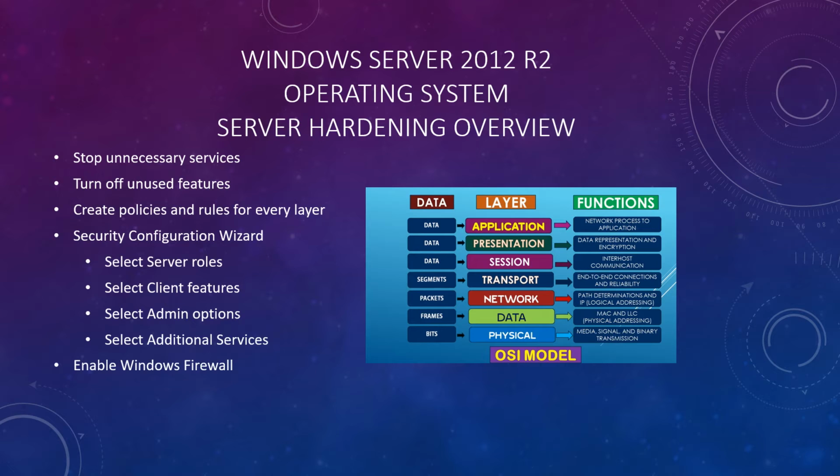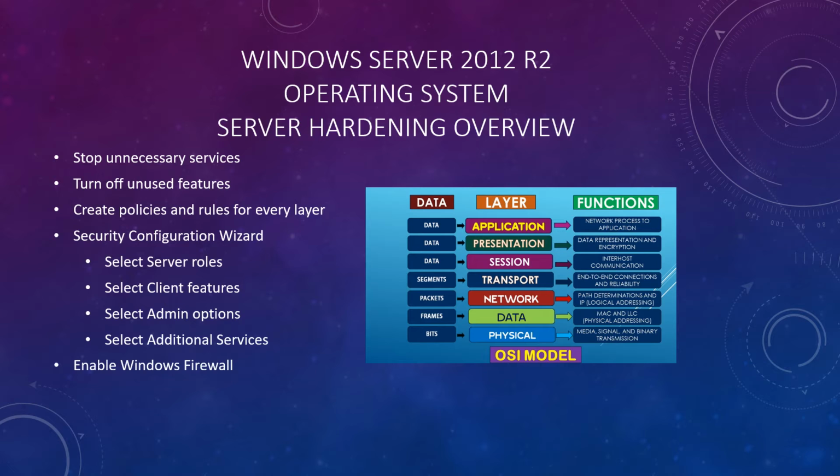You also want to turn off unused features for the same reason why you want to stop unnecessary services. You want to create policies for every single layer. I would say base it off the OSI model. All 7 layers you want to have policies for, and within those policies you have to create certain rules. That's what actually creates the policy, and then you actually get it implemented into the system.